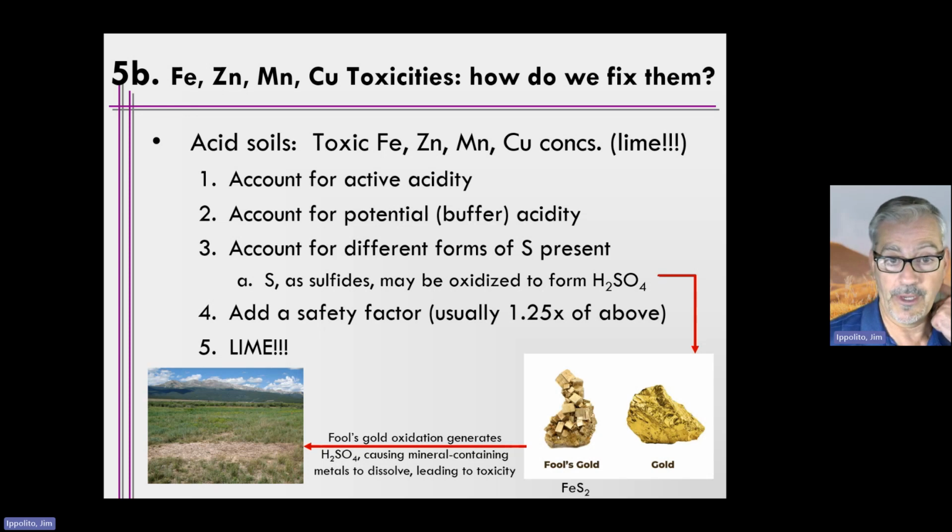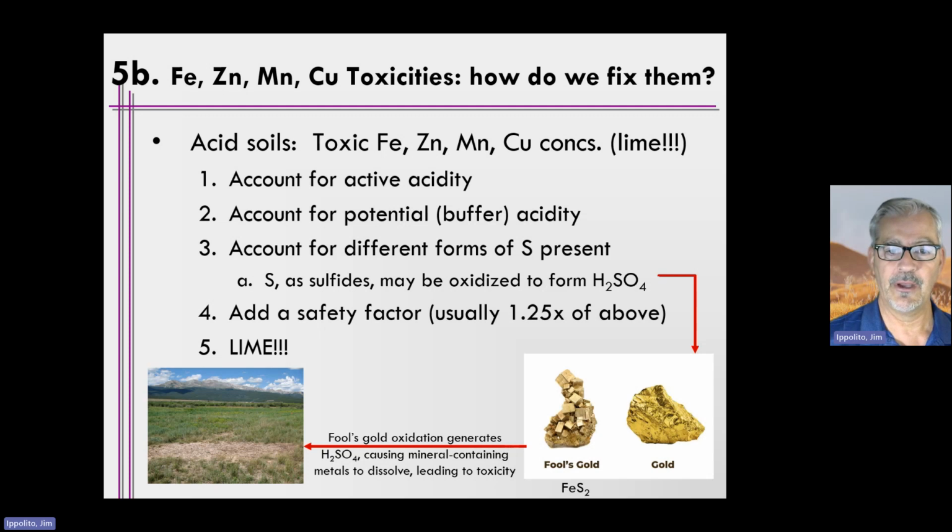You've learned about this already, actually. You have learned that when you lime a soil, that raises the pH, and these elements or nutrients become less available to plants. You already know this. So this is exactly what we do, plus a little bit extra, to fix these problems in acidic soils.